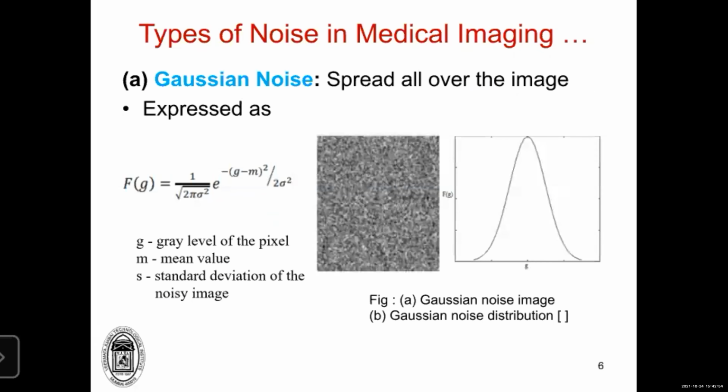So, various types of noise. First is Gaussian noise. It spreads all over the image, like in this one, it is corrupting the complete image. The nature of Gaussian noise is like this, and this nature is defined by a mathematical function.